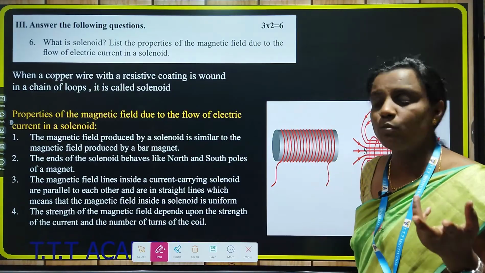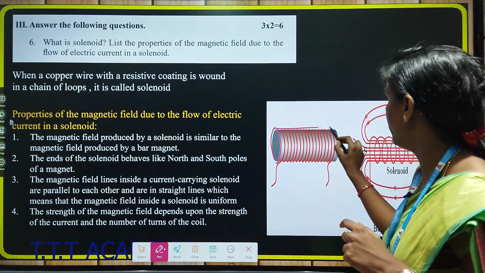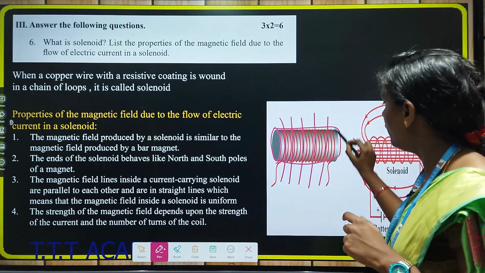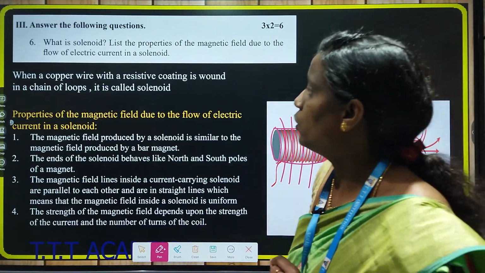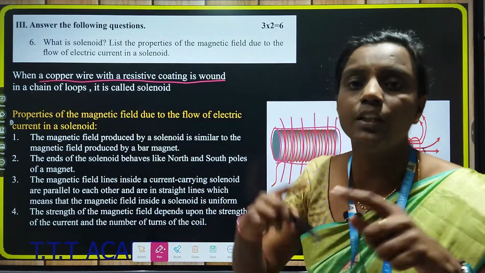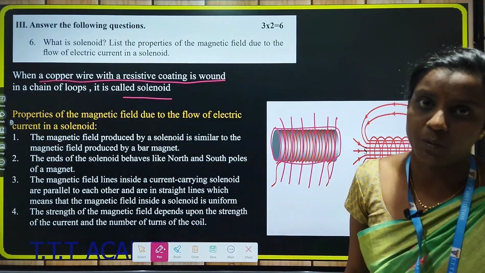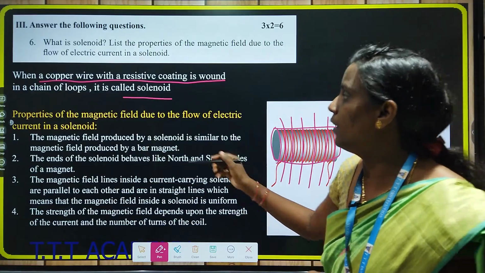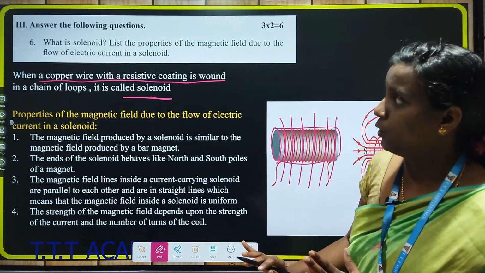So, solenoid means what? You know that there is a metal thing where copper wires are coiled on it, that we call a solenoid. So, when a copper wire with a resistive coating is wound in a chain of loops, it is called a solenoid. Okay, copper wire wound on a metal is called a solenoid. And the question does not stop there.